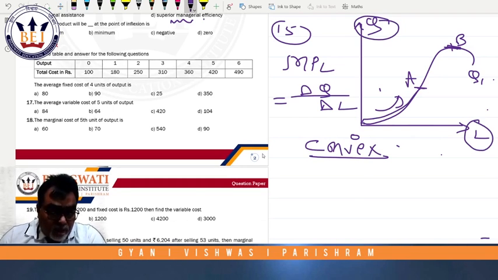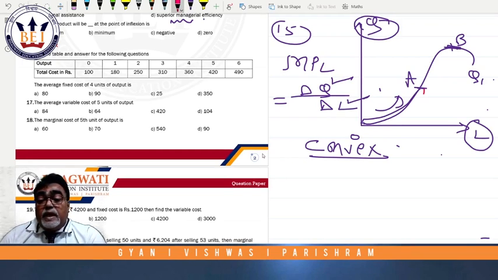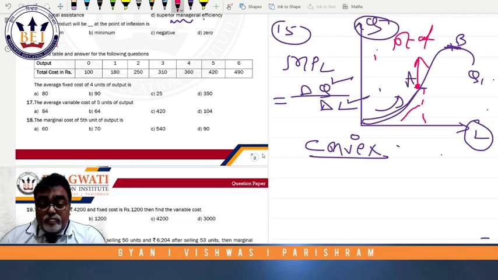I repeat once more. It is convex means the slope is steeper. Slope is steeper means it is adding more to the numerator than to the denominator. Means marginal product is increasing. So with your permission, if it is marginal product I am making here, it should be increasing. And this point is called the point of inflection. It is a pure mathematical term. Point of inflection means where the curve changes its slope.